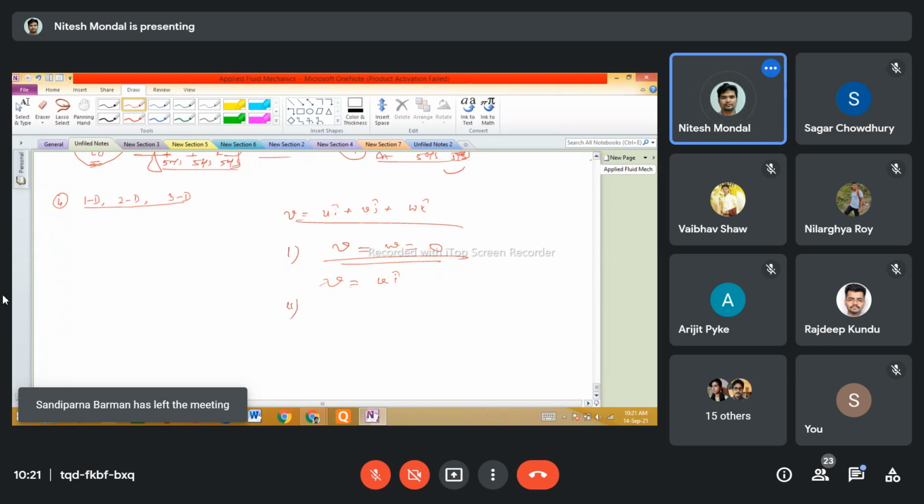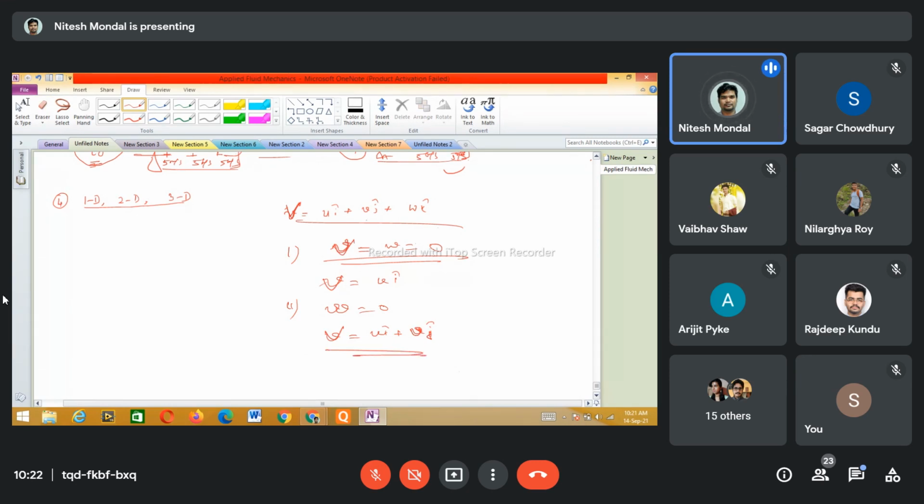Case 2, let w equal to 0, then capital V equal to ui plus vj. This is capital V, and this is small v, okay? So here we get a two-dimensional vector. Similarly, if there is no zero term, then we get three-dimensional.